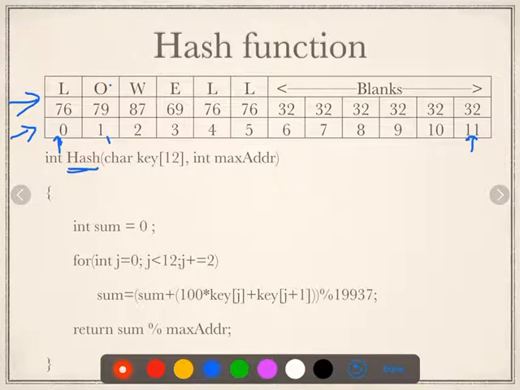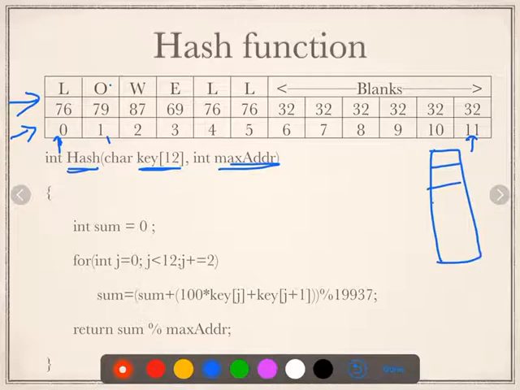Let us look at your hash function. The key we are taking is of length 12. Maximum address indicates the size of your address space available. So the hash table space, whichever is the maximum value, you are going to pass as the second parameter. Initially, as you know, we are doing addition of the numbers, so we are initializing the sum value to 0.